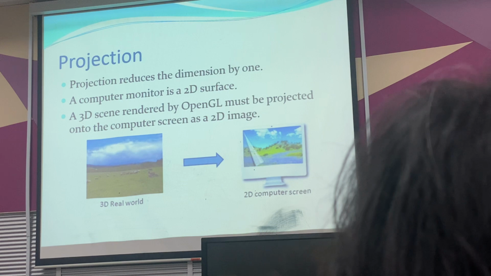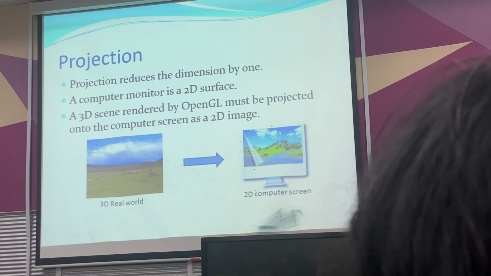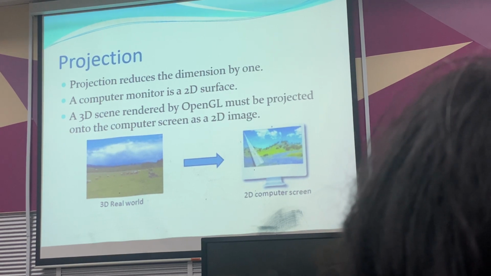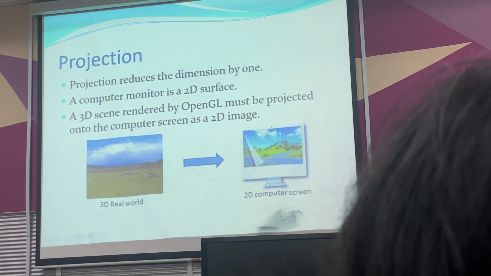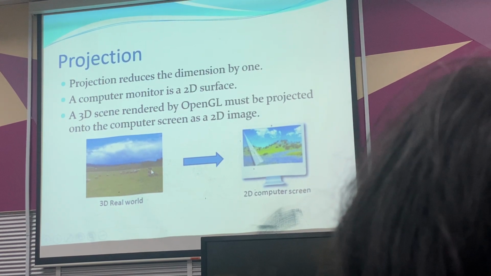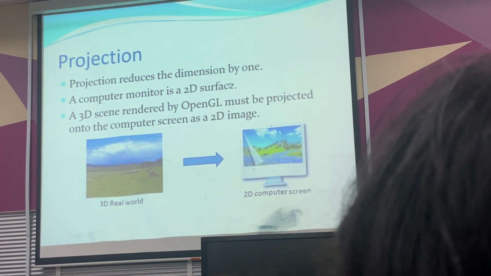So what is projection? Projection will reduce the dimension by 1. From the 3D world, projected on the screen, everything becomes 2D. The screen is flat, that's why it will reduce 1 dimension. See here, the 3D real world, then at the end on your computer screen is a 2D image. That's the purpose of projection too. It converts all your vertices here, and everything on the screen will become your pixels.